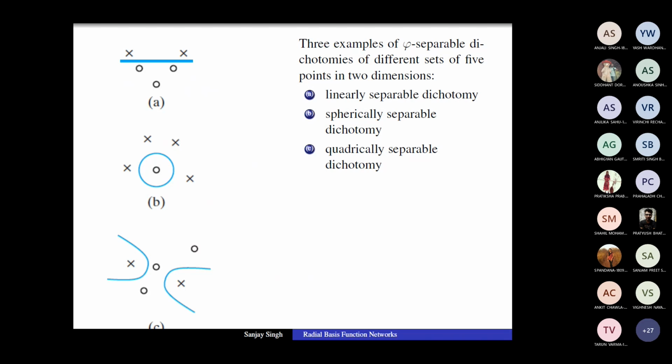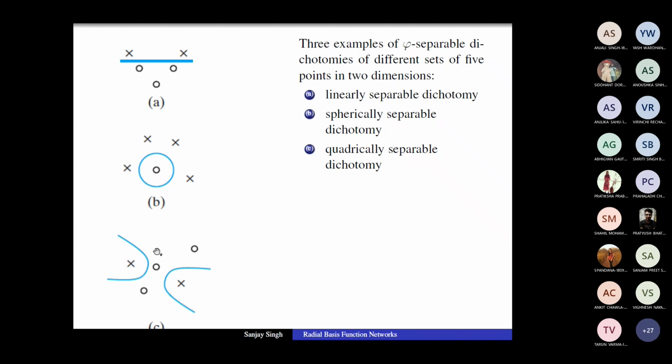Now, three popular examples of phi separable dichotomies are like this. You may have something which you can linearly separate without much problem, so you can have linearly separable dichotomies. Or a data point from one class may be surrounded by another class. In this case linear separation will not work, nor will conventional linear geometry. Only the spherically separable dichotomy will be helpful.